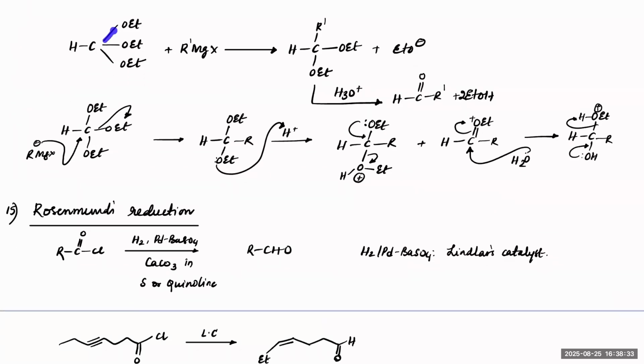Suppose if you have a triether here, so OEt, OEt like this, and then you are reacting with RMgX. Here also RMgX will connect, one OEt will come out. And thereafter on hydrolysis, it will convert into a keto form, right? You can see the mechanism. R minus will connect, OEt will go away.